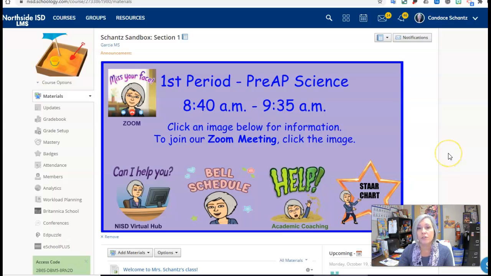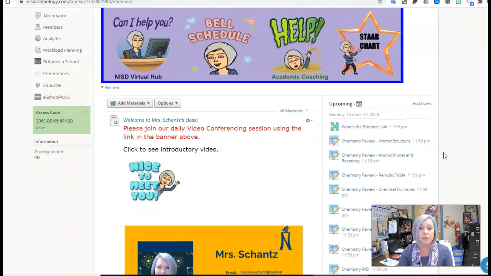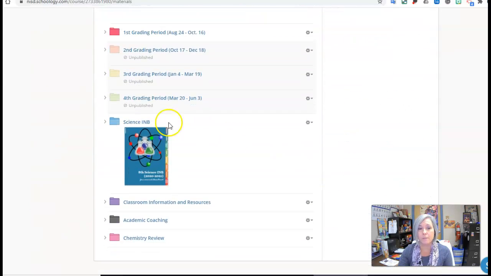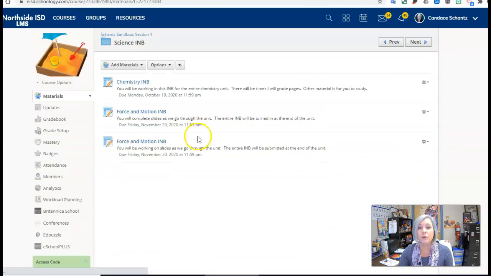So you are going to start a new unit today over force and motion. So you will get a new IMB. You should have already submitted your chemistry IMB. So now you're going to open up a new IMB. You will open on the first page where it says materials. You go down to science IMB and open up the force and motion IMB. We are going to be using that today.